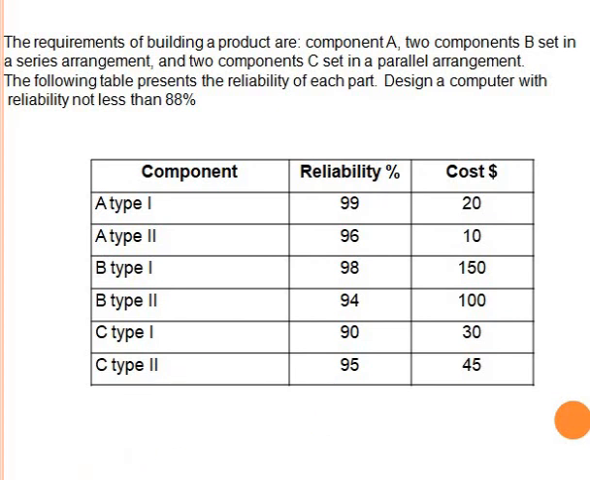Now, if I want to design this computer that will have one component of A, you will have to choose which type you will want. And I want two components of B. You can choose both components of B to be of type 1 of the 98%, or you can choose one of type 1 and another component B of type 2, or both components B of type 2. Same happens with component C. So you will test those components and the reliability, but I want the reliability of the overall computer not to be less than 88%.